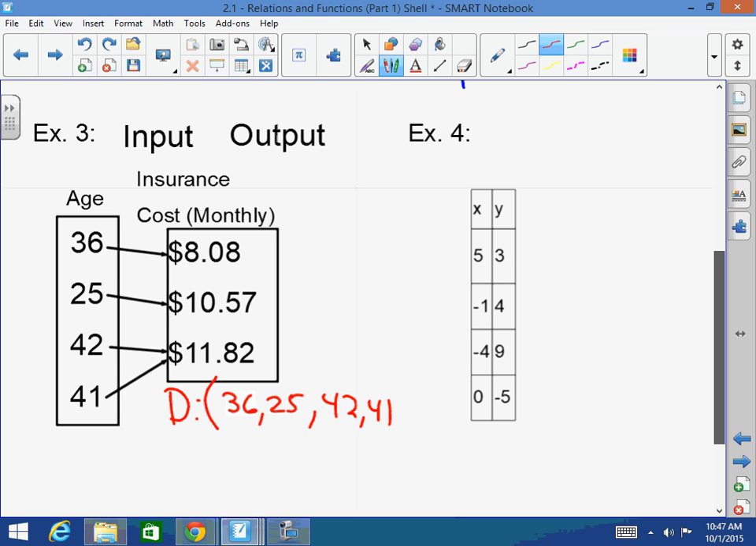Those are the possible x values for this particular relation. What's the range here, brothers? Remember, the range is a fancy name for the output, for the y value. So what's the range here? $8.08, yeah. $10.57 and $11.82.